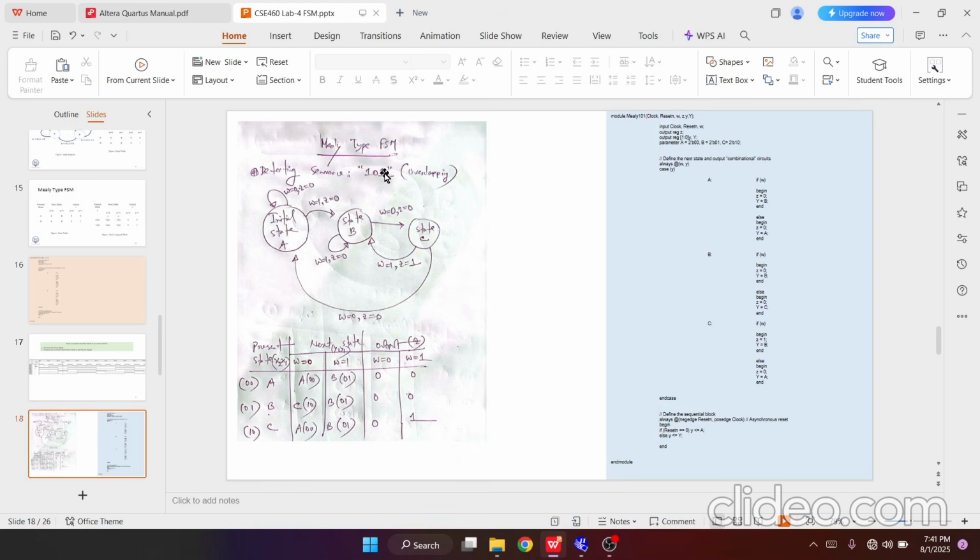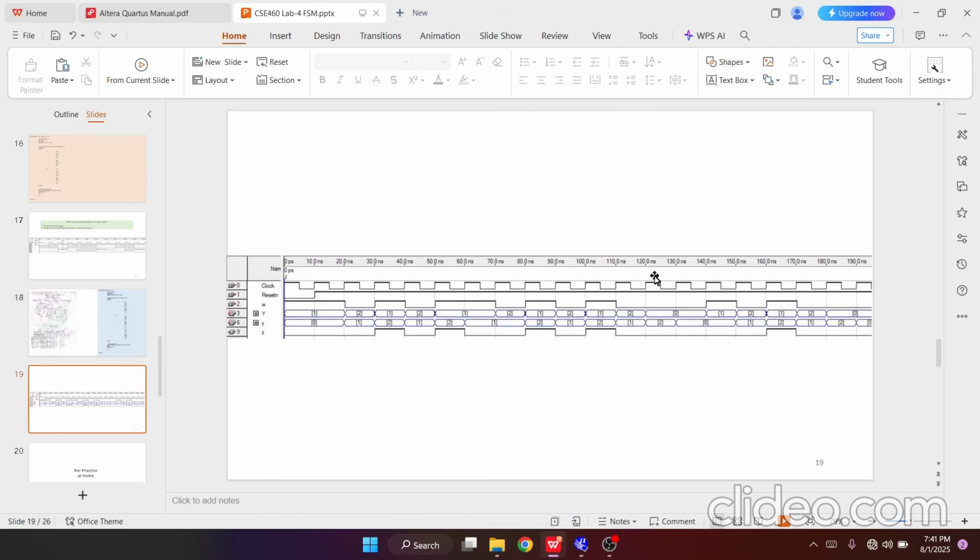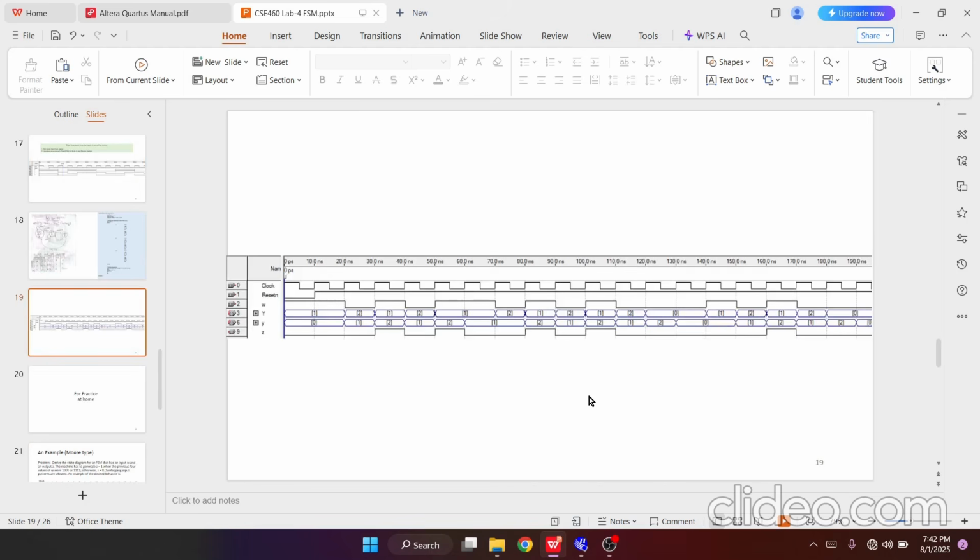And finally, for the 101 overlapping Mealy type sequence, a bit more complex, I have given the code here and the corresponding vector reference file. Our goal today is to see what modifications need to be done in the given input signals in order to view the output properly. Okay, so let us start.